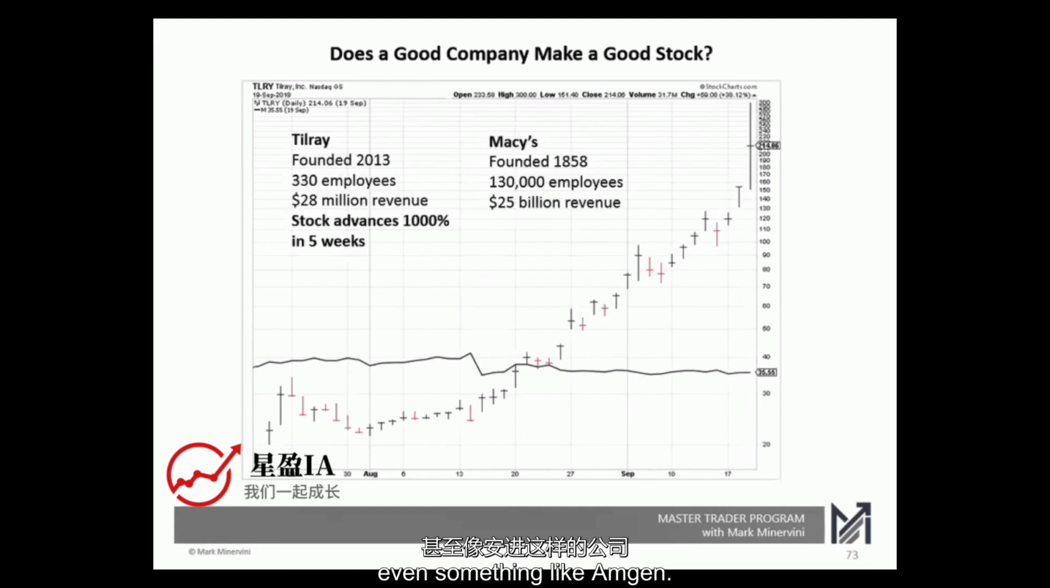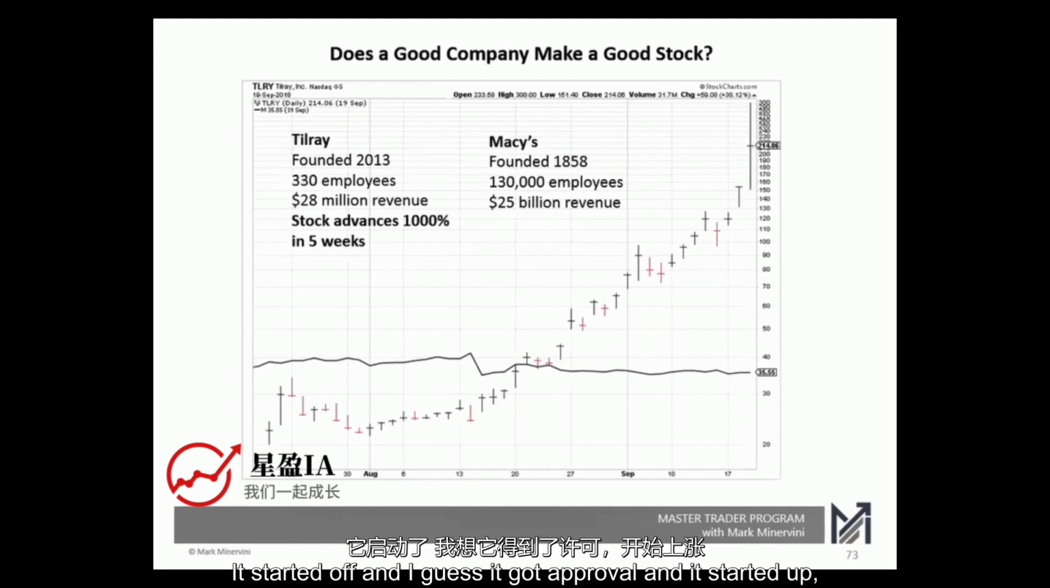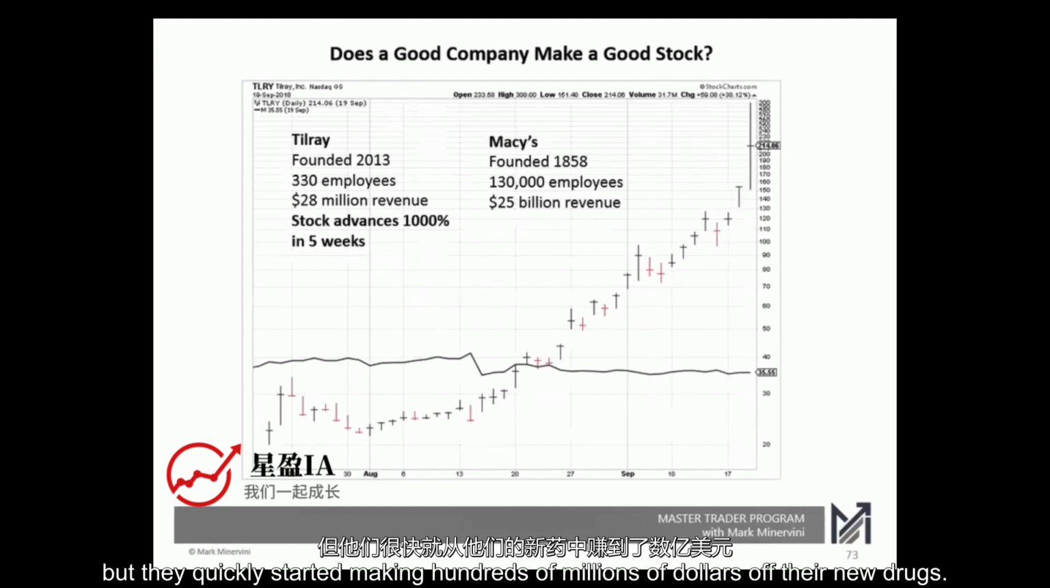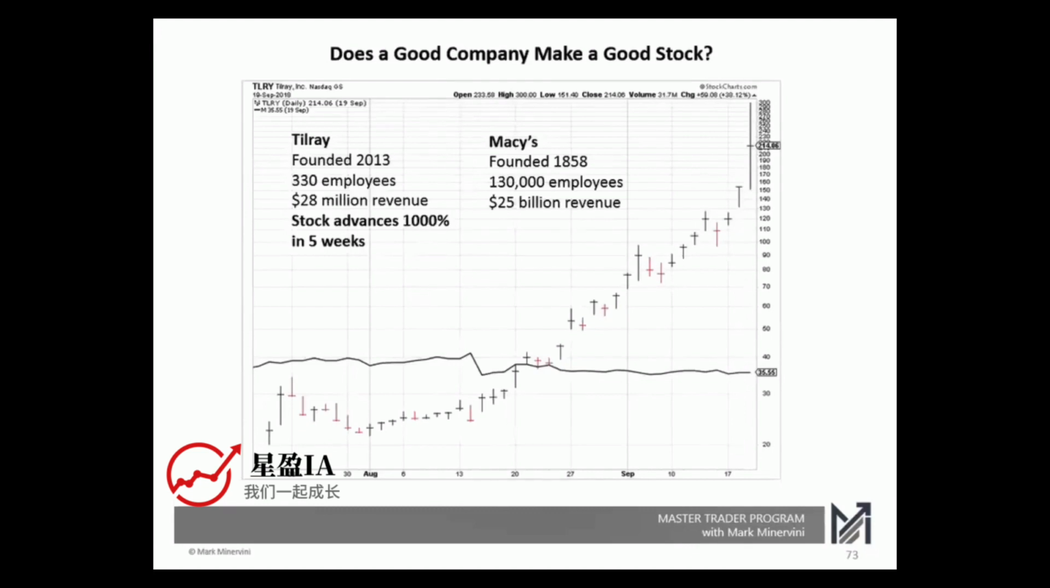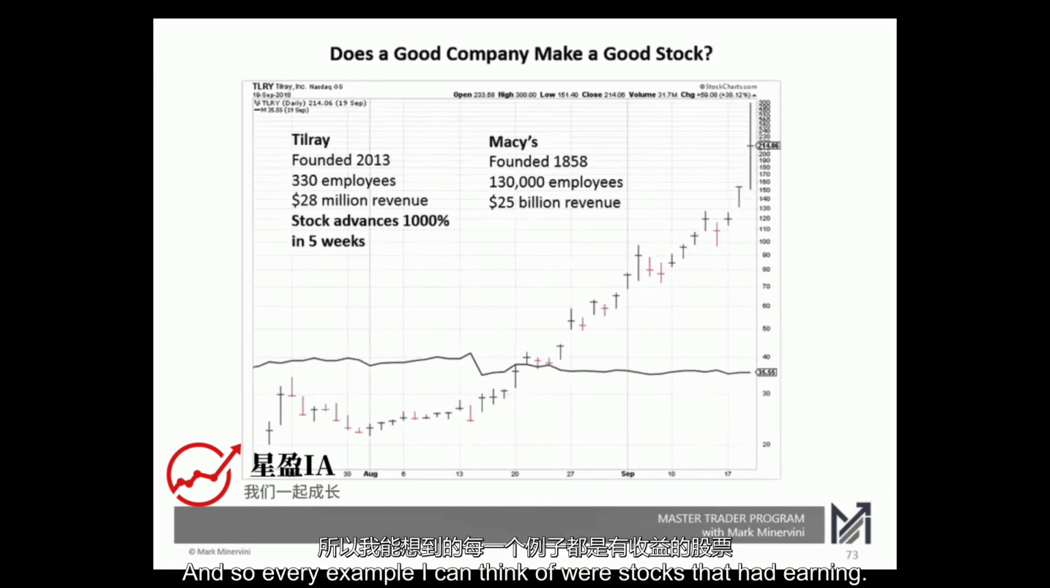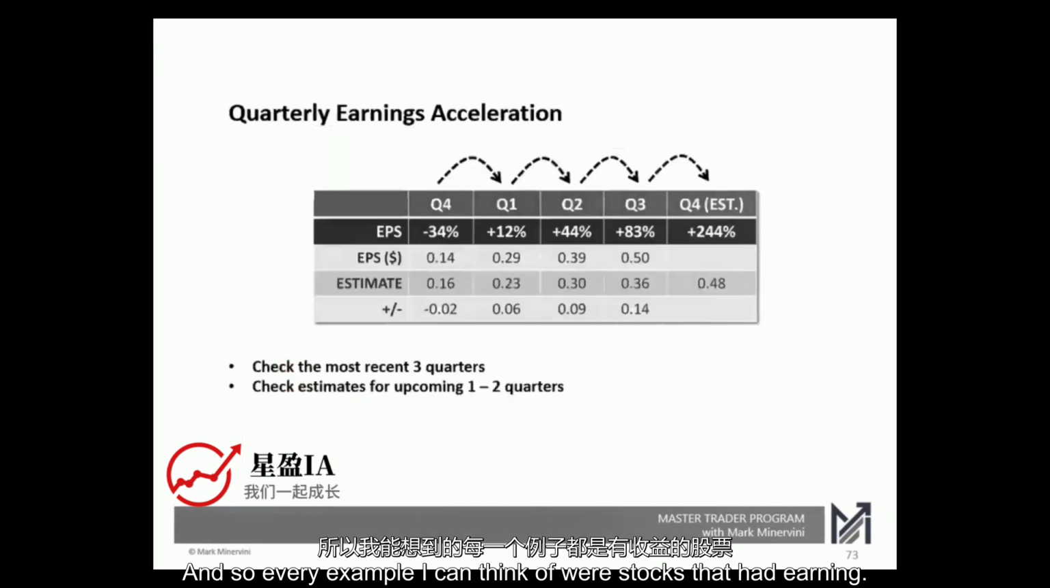I mean, even something like Amgen, it started off, and I guess it got approval and started up, but they quickly started making tens of hundreds of millions of dollars off their new drugs. So Amgen was making money. They had earnings. Yeah, they did have earnings. Yeah. And so every example I can think of were stocks that had earnings.